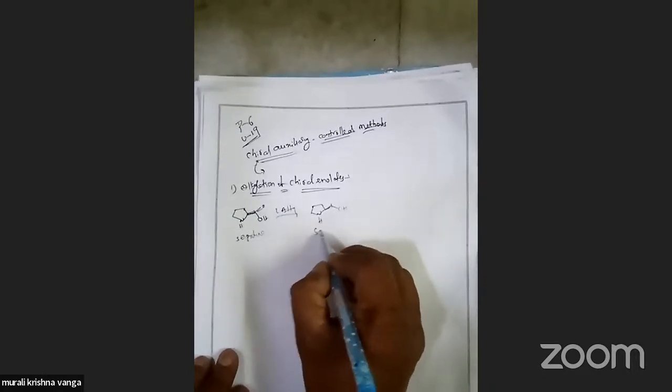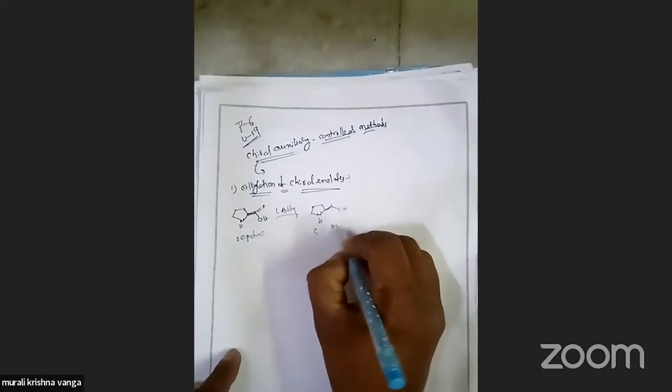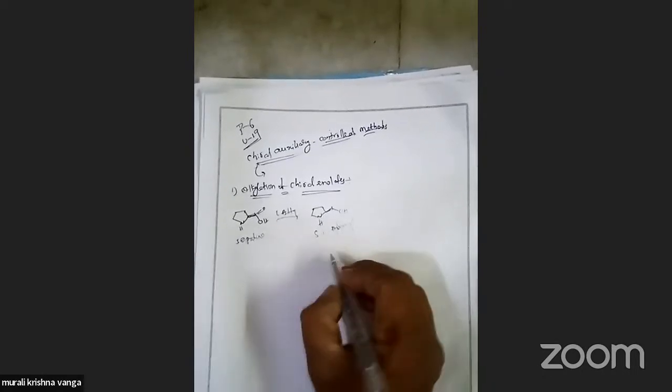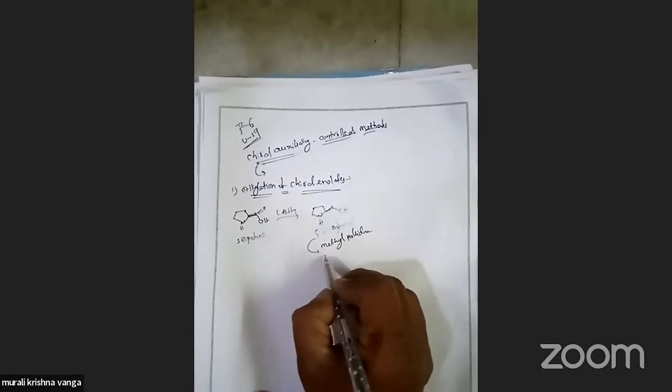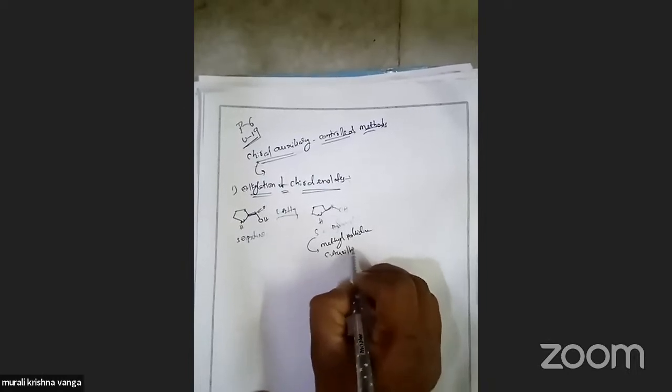So now it is S-2-hydroxymethyl pyrrolidine. It acts as a chiral auxiliary. What is a chiral auxiliary? Chiral auxiliaries are chemically pure substances, meaning chiral compounds, which are temporarily associated with substrates and give the direction of asymmetric synthesis. After completion of asymmetric synthesis, it is regenerated in its own form.